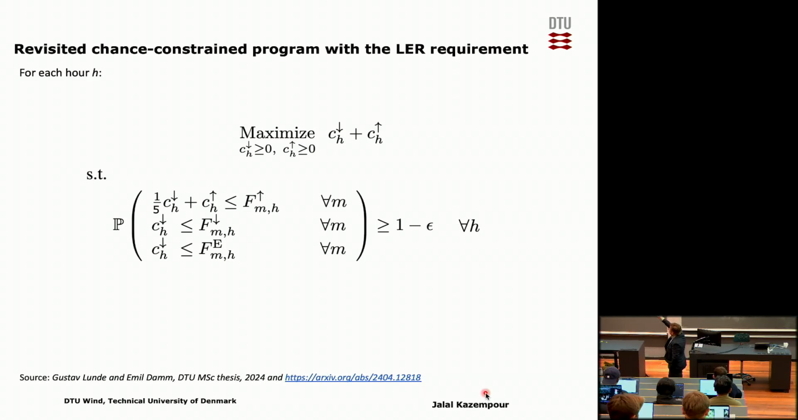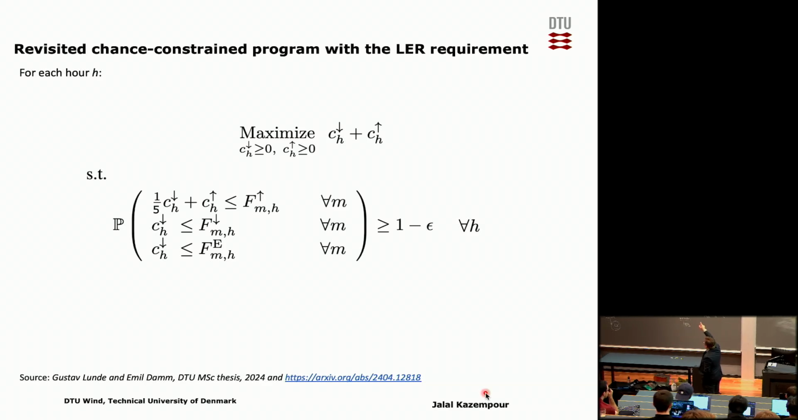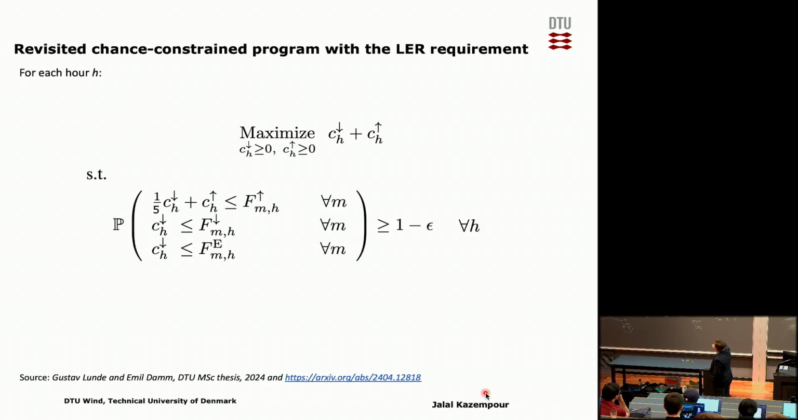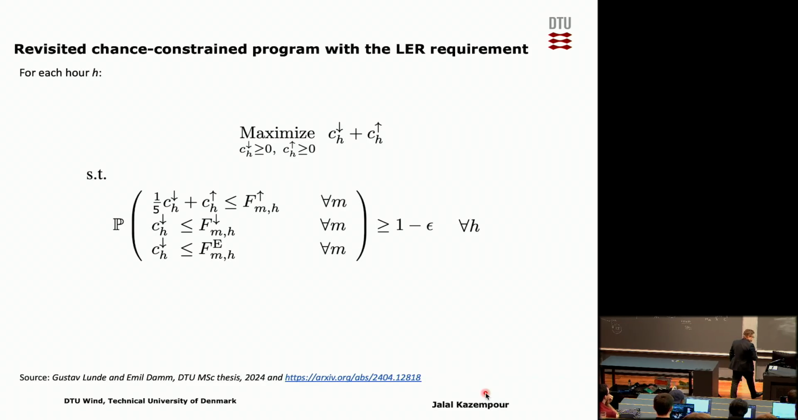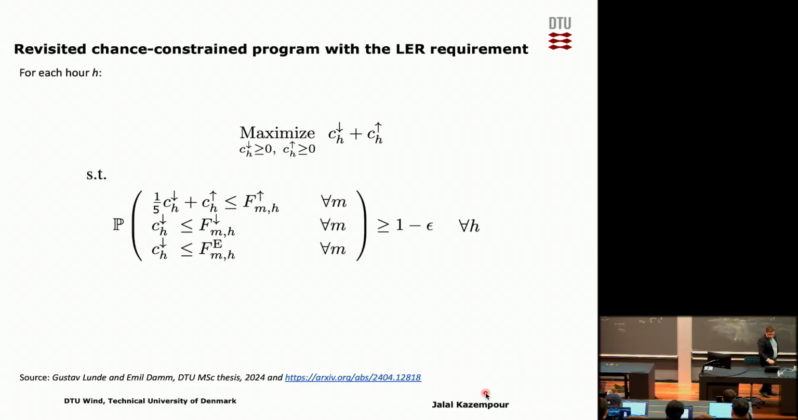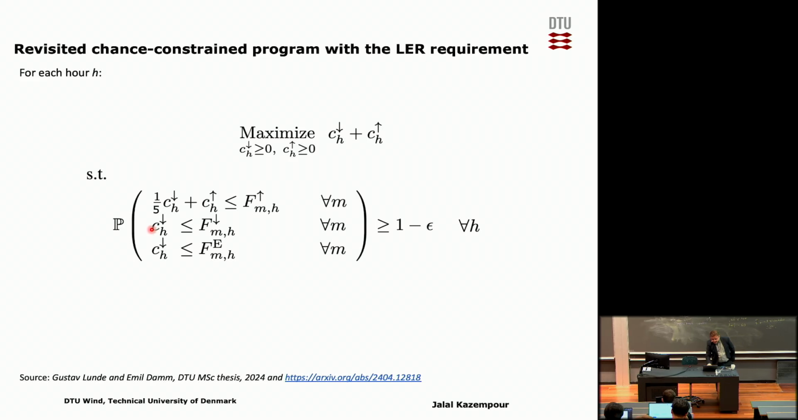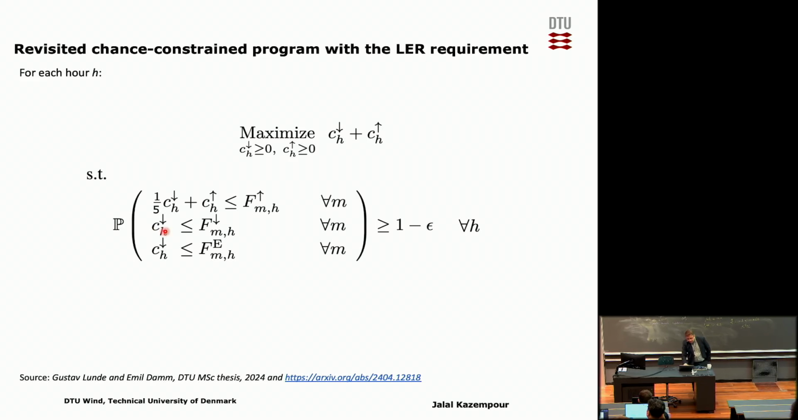Now, as you see, we optimize FCR-D up and down both together in the objective function. And before, you only had this constraint. But now the LER requirement also added two more constraints. What they are, I don't want to cover here. I just would like to give you some idea that there are more requirements than just P90. Okay?